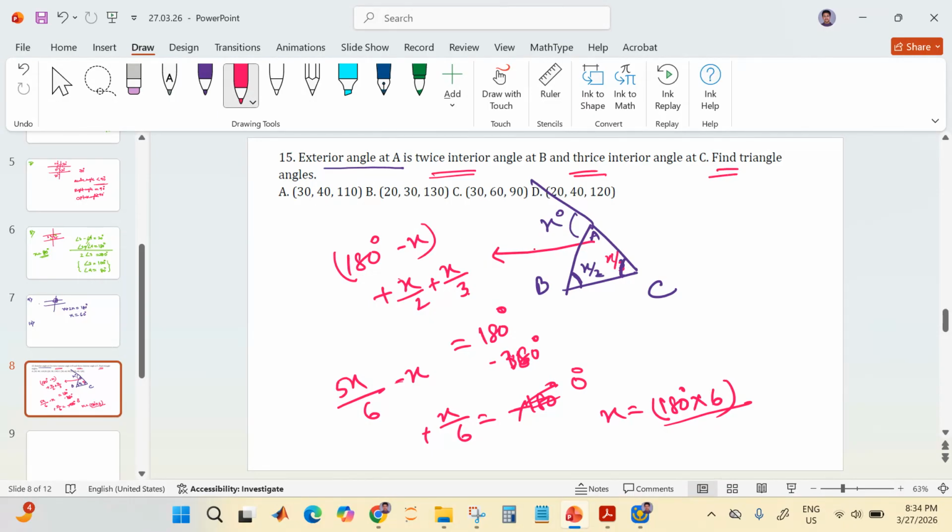Find triangle angles means you have to find the interior angles. But as per the given information, if I consider the linear exterior, then it will be 180 minus x. And if I consider the whole exterior, it is not mentioned actually, then it is 360 minus x. But both are not possible. This question has some problem. It cannot be solved. Maybe the question has some error with the data.